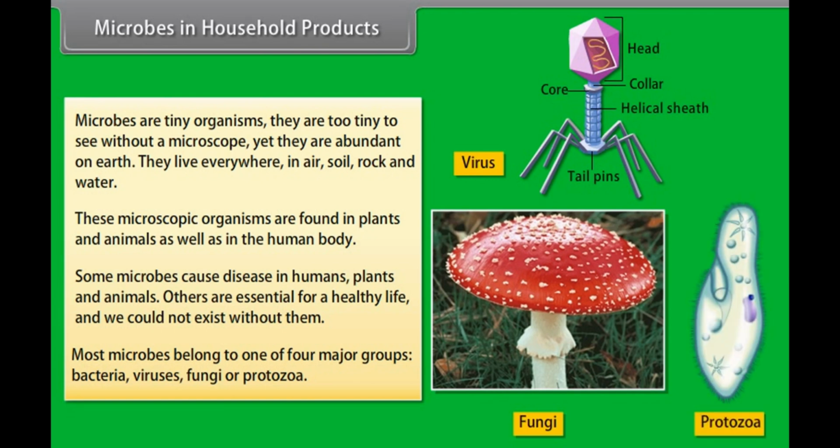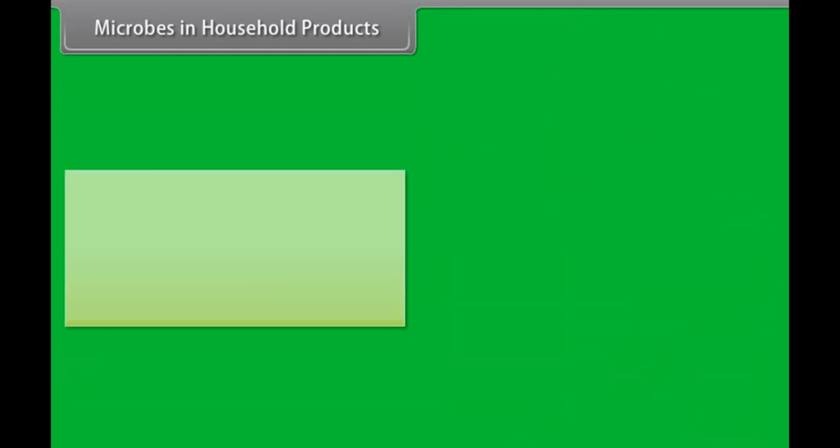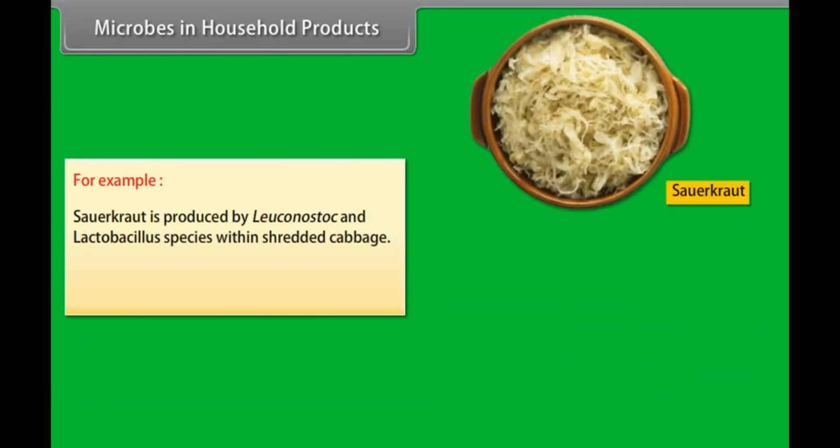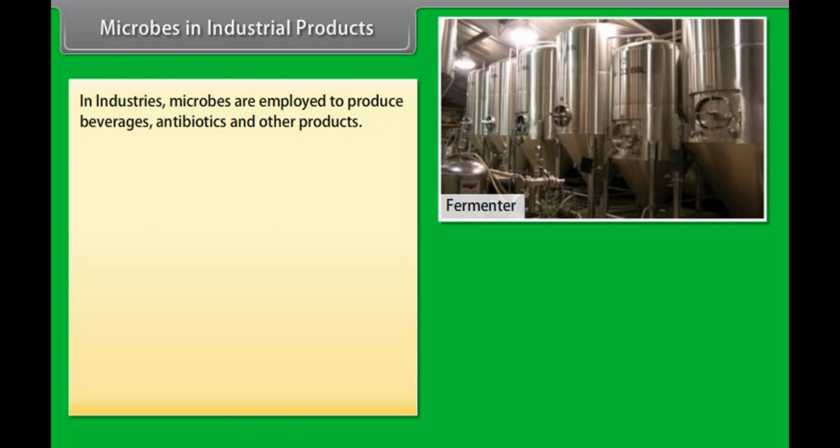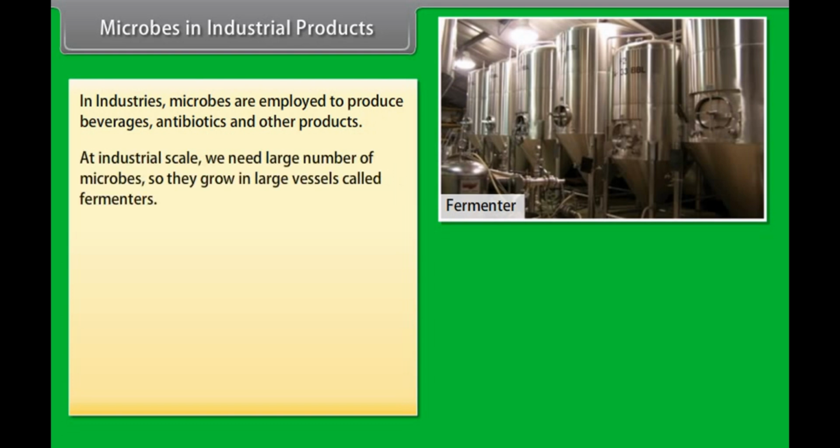There are many food products which are formed from microbes. For example, sauerkraut is produced by Leuconostoc and Lactobacillus species within shredded cabbage. Cucumbers are fermented by these same microorganisms to produce pickles. Microbes in industrial products. In industries, microbes are employed to produce beverages, antibiotics, and other products. At industrial scale, we need a large number of microbes, so they are grown in large vessels called fermenters.